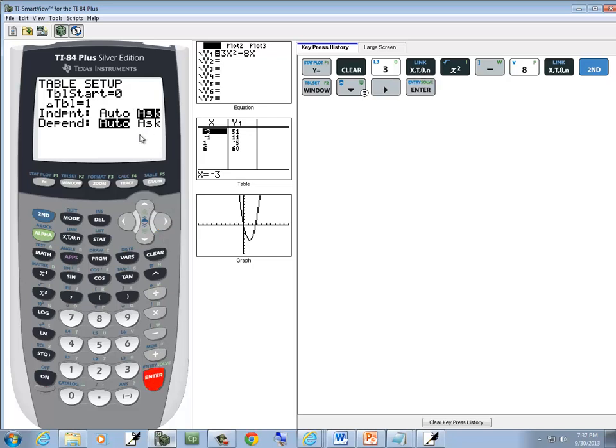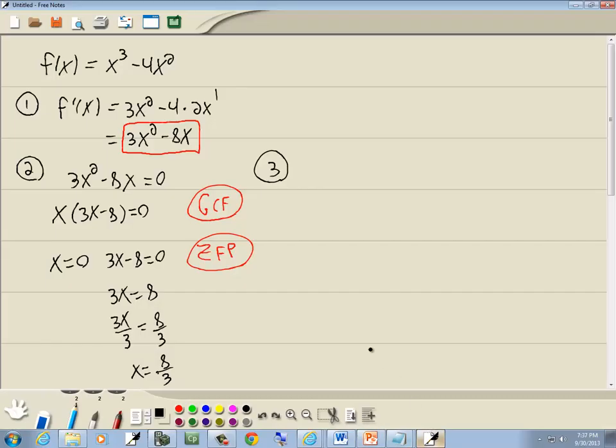Now, you should only have to do this once on your calculator. I'm showing it every homework problem just so that if you watch the fifth one, then you'll see how to do it if your table's not already set up. Then second mode to exit out. Okay, now we're ready. So let's go back.